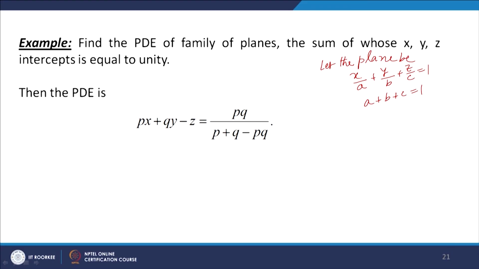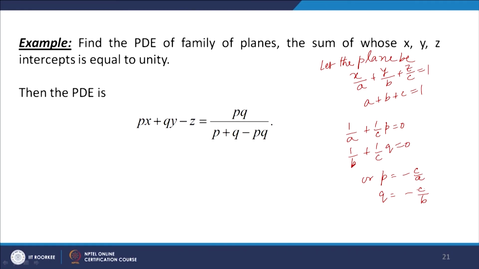So, let us differentiate this with respect to x. We get 1 by a. The derivative of y with respect to x is 0. So 1 by c times the derivative of z with respect to x, we get p, equal to 0. When we differentiate with respect to y, we get 1 over b plus 1 over c into q equal to 0. So we get the relations p equal to minus c over a, and q equal to minus c over b.